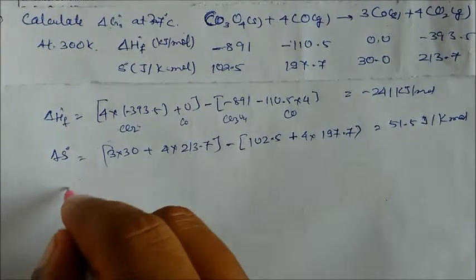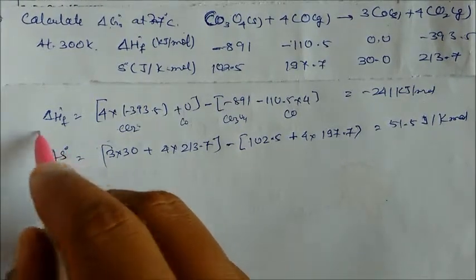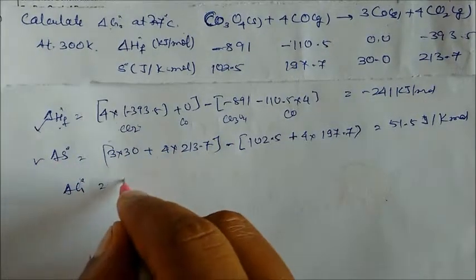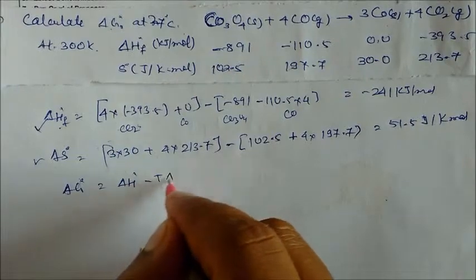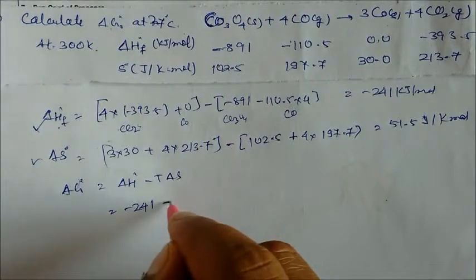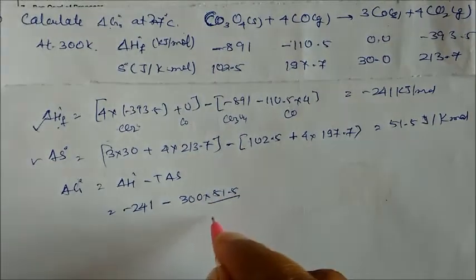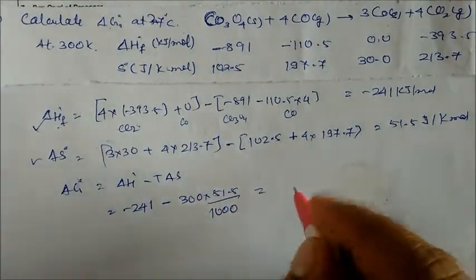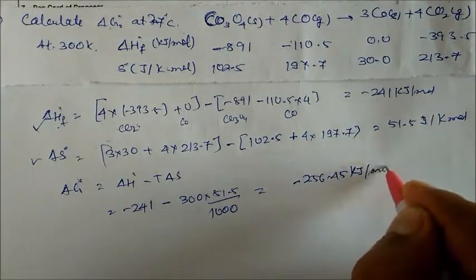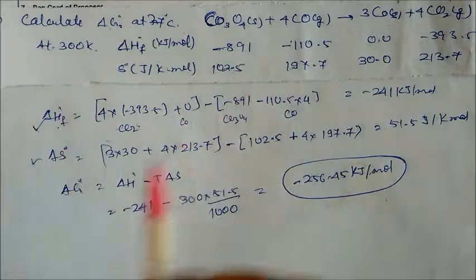Okay, now here delta G. We know the delta S, delta H enthalpy and entropy we know, and the temperature we know. So again we can write here delta H minus T delta S. Here delta H is minus 241, minus temperature 300, and delta S entropy will be 51.5 divided by 1000. So here we will get minus 256.45 kilojoule per mole. So this is the standard free energy for this reaction.